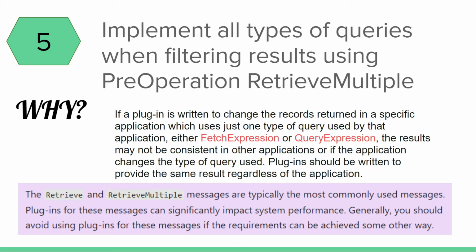So whatever application you are using, if you have written one type of query expression, then it may get the results differently in different applications. So whenever you are implementing any type of query filtering, use it in pre-operation and retrieve multiple.